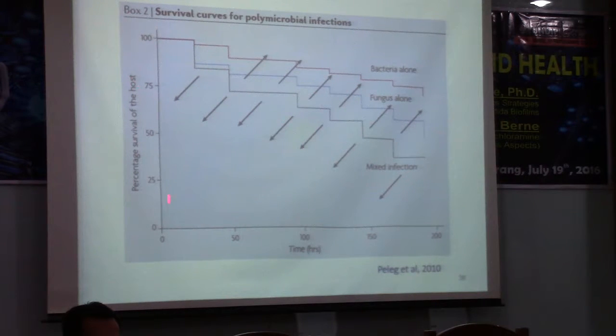So you can see the percentage survival of the host up to 100%. In red, when the colonization is by only bacteria, in blue only fungal species, and in black, there is a drastic decrease in survival when we have a mixed infection. So biofilms are certainly involved in this increased mortality.